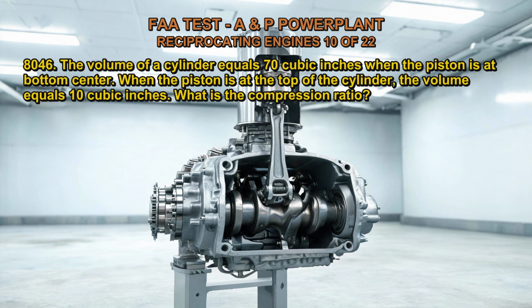8046. The volume of a cylinder equals 70 cubic inches when the piston is at bottom center. When the piston is at the top of the cylinder, the volume equals 10 cubic inches. What is the compression ratio? A. 10:7. B. 10:1. C. 7:1.